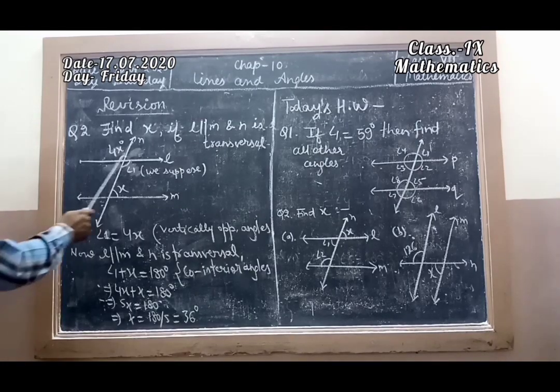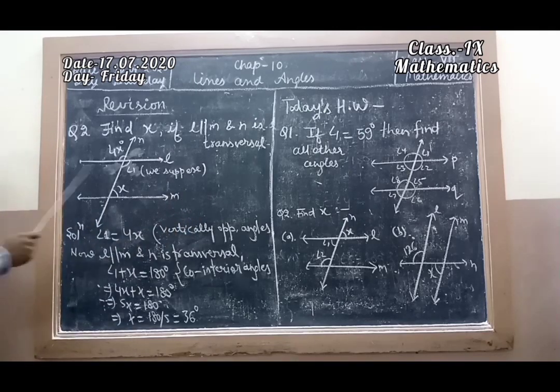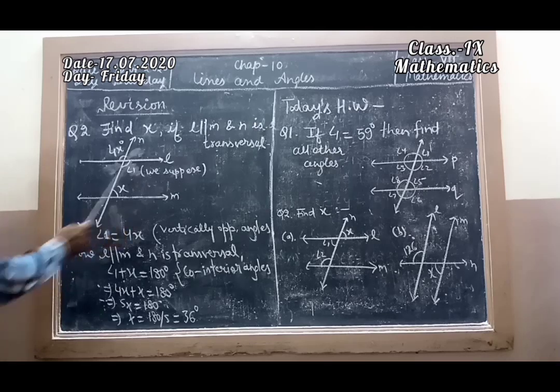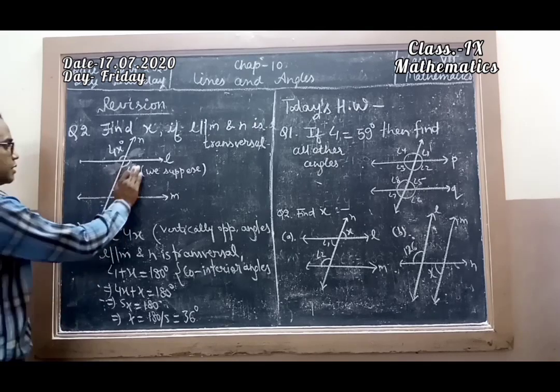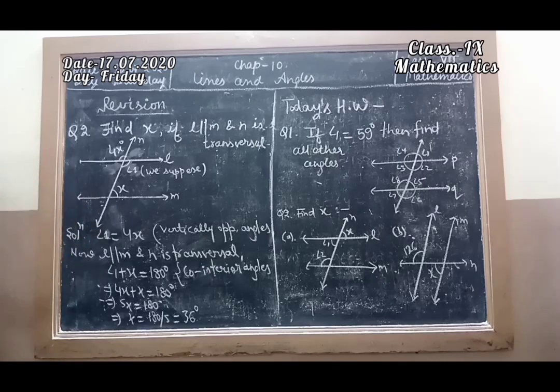Question 2. Find x if L is parallel to M and N is the transversal. Here in the figure L and M are parallel lines and N is the transversal. We are given 4x degrees and x degrees and we have to find x. Let me suppose this is angle 1. So it is clear angle 1 is equal to 4x, vertically opposite angle.